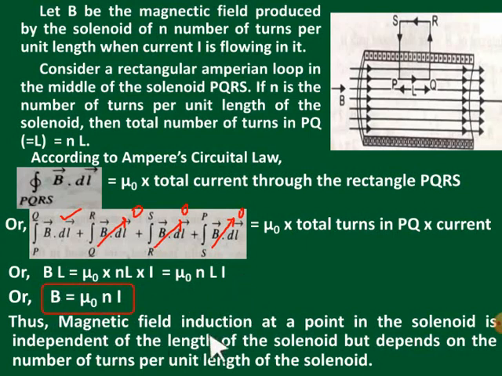Thus the magnetic field induction at a point inside the solenoid is independent of the length of the Amperian loop or rectangular loop, but depends on the number of turns per unit length of the solenoid. If the number of turns per unit length is large, then the magnetic field due to that solenoid will also be large. Of course, if a larger current is passed through the solenoid, the magnetic field is larger too. Got it? So this is all about the magnetic field due to a solenoid.